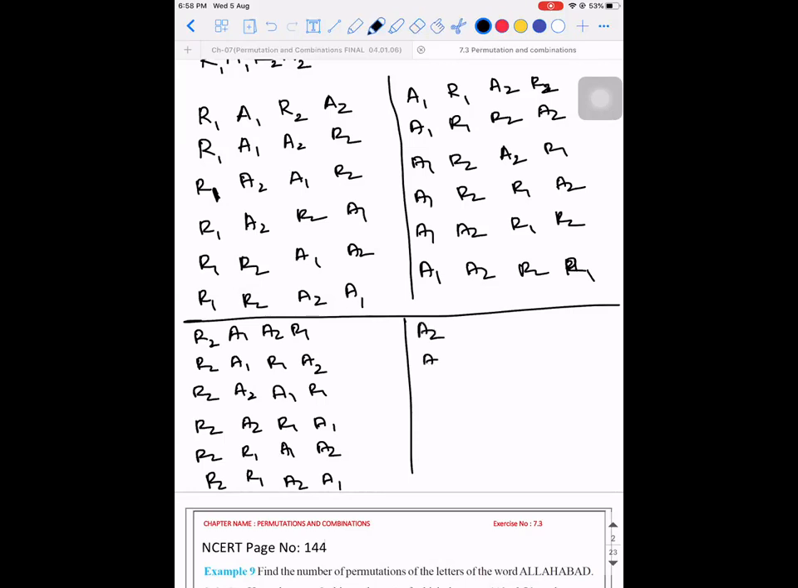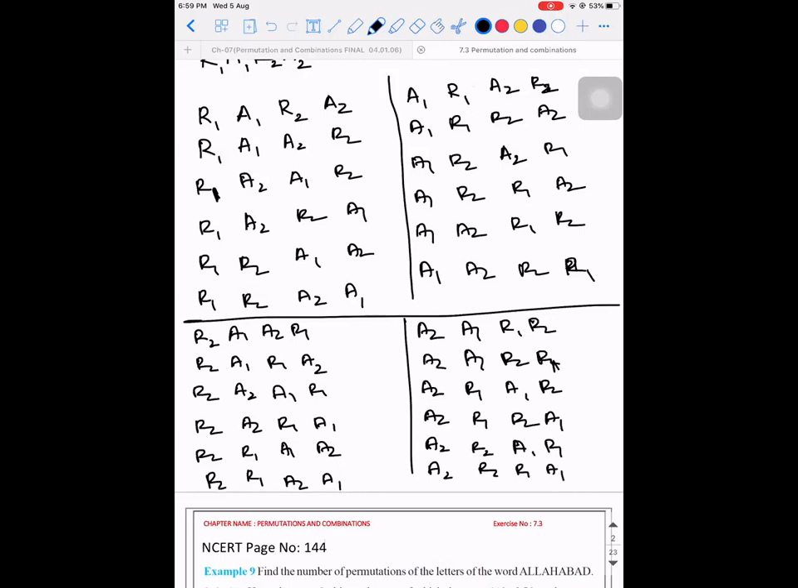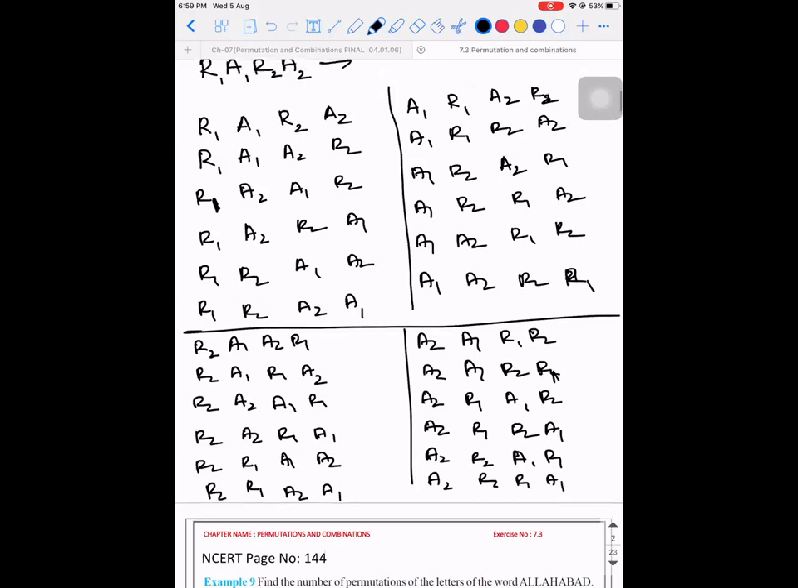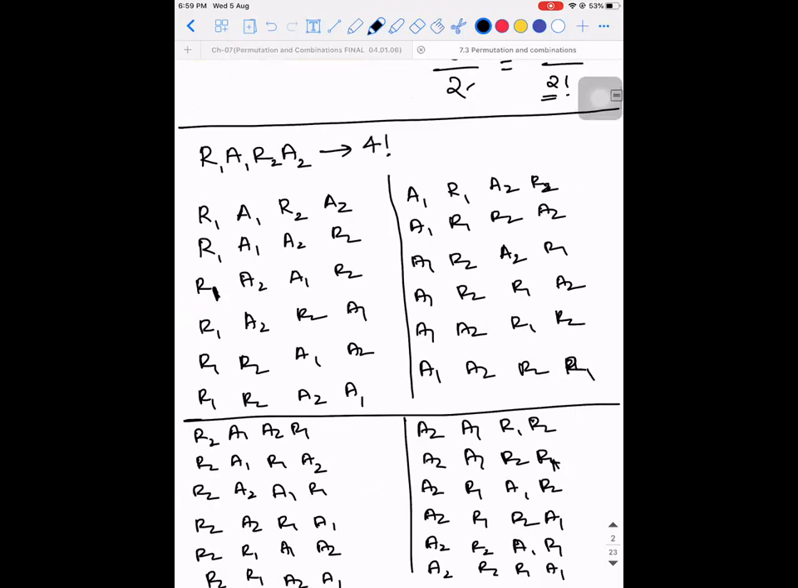So A2, A2, A2. I'll fix A1. Fix R1, R1, R2, R2. A1 means R1, R1, R2, R1, R2, R2, R2, R1. R2, A1, R1. A1, R2, R2, A1. R2, A1. Here, A1, R1, A1, R1, A1. Now we got 24. Had they been distinct objects, I would have arranged them in 4 factorial ways, which is nothing but 24. I got 24.